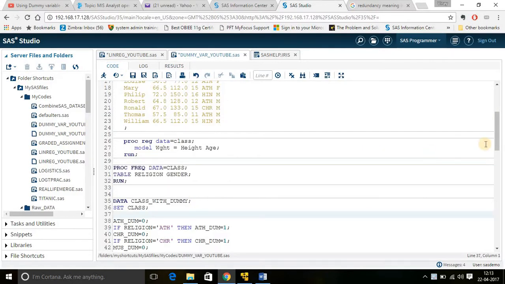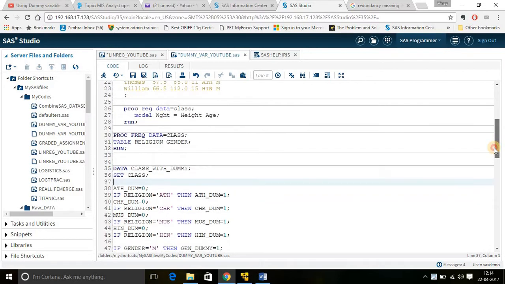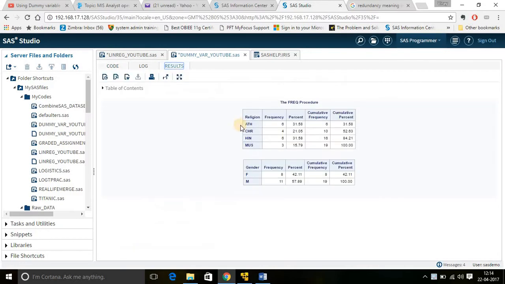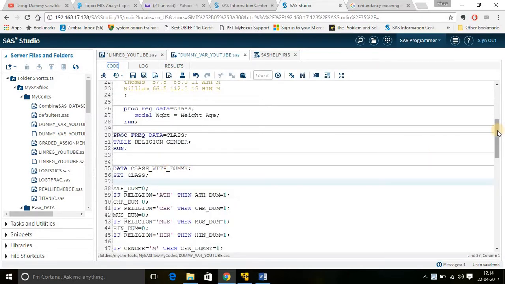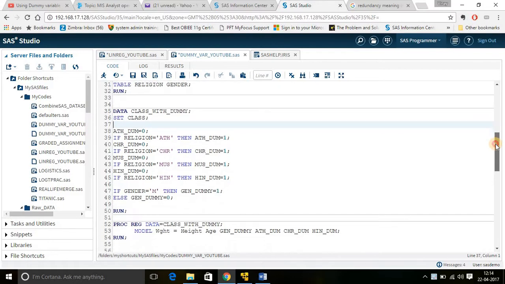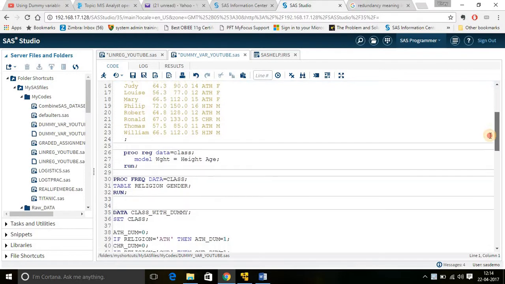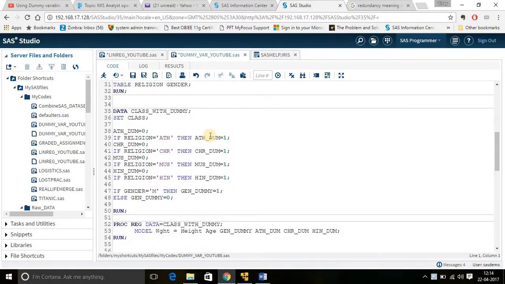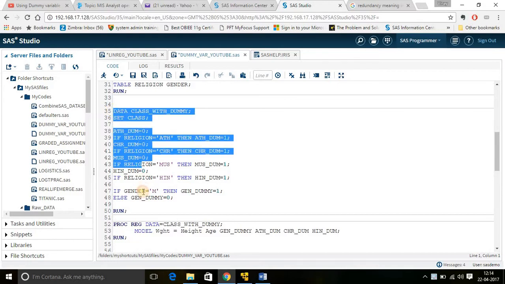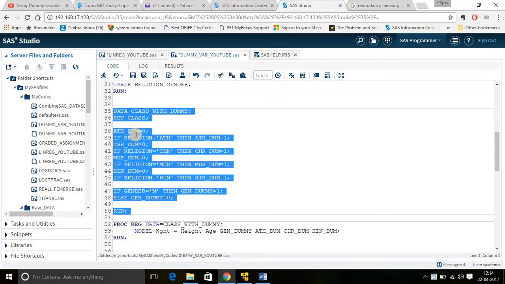Now we'll create some dummies in order to convert the categorical variables into numbers. We'll have to convert all these into numbers in order to be able to use them in our linear regression. So this is the simple code. This is how we do it. Take a look at the code. Data is equal to class with dummy. Set is equal to class, the previous set.